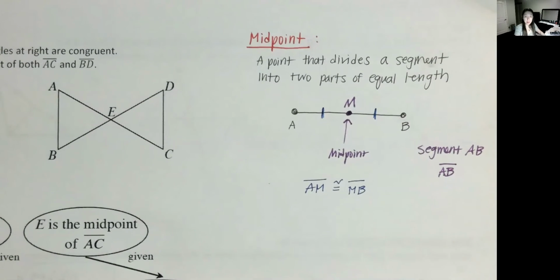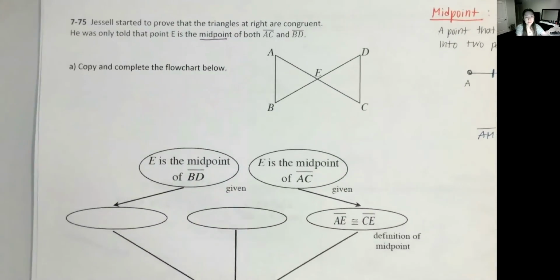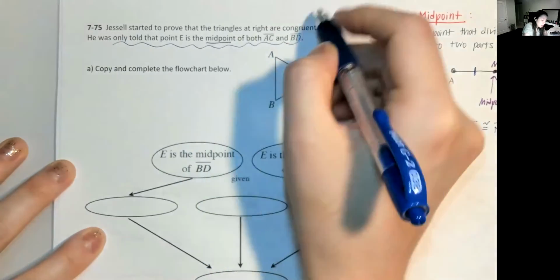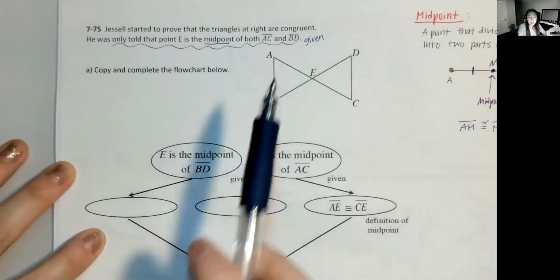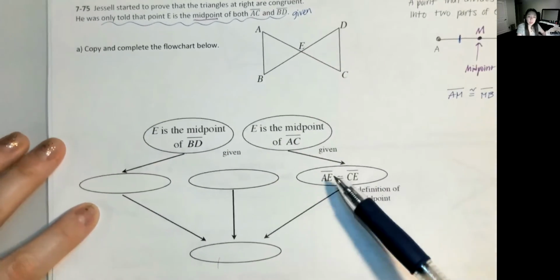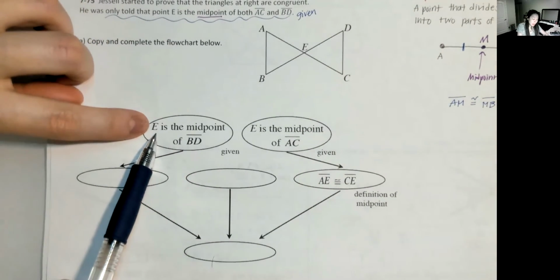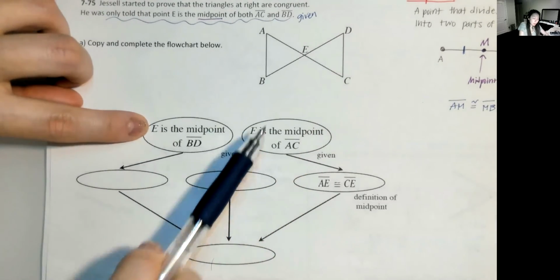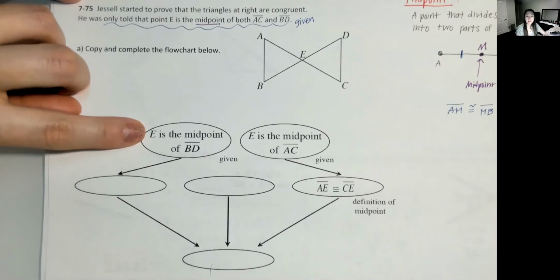So then coming back to our proof here. This is the given information. The problem is telling us that E is a midpoint of the line segment AC and E is a midpoint of the line segment BD. So if you look at the flow chart, that's what it starts with. It's given to us that E is a midpoint of segment BD and E is a midpoint of segment AC. Okay, it's given in the problem.